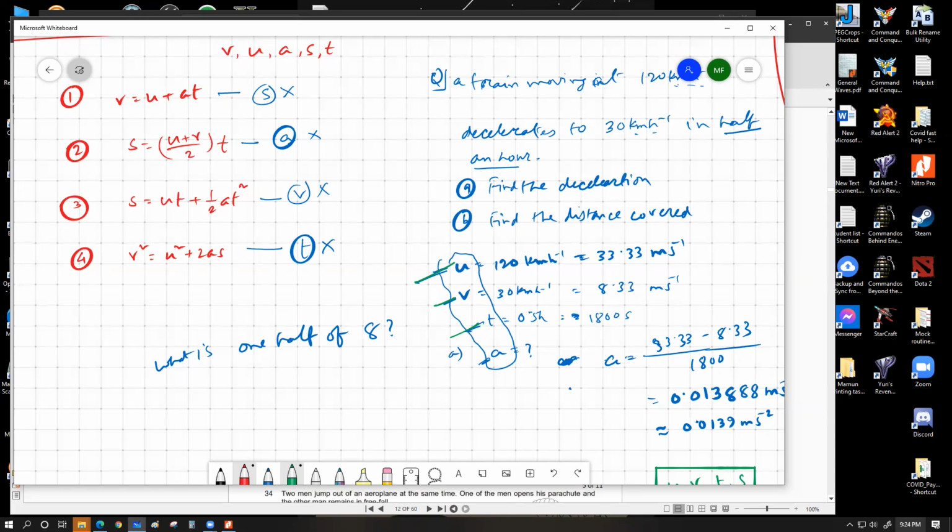The brakes are then applied and the vehicle uniformly decelerates to rest in 8 seconds. Full stop.